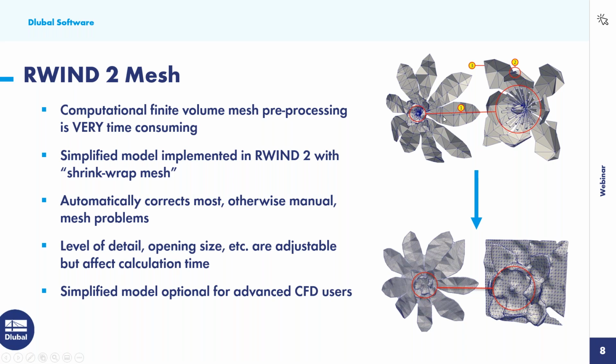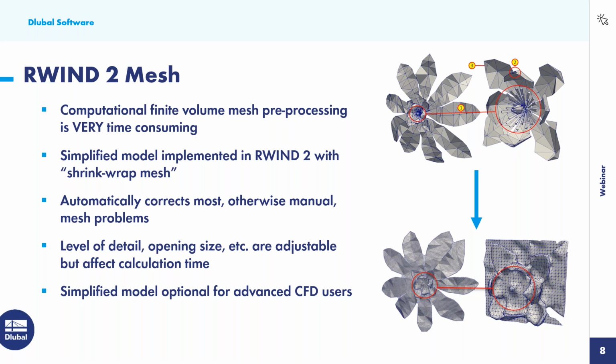So we take a look at the shrink wrap mesh around this same flower. We've zoomed in here to the center. You can see that all of these details have been simplified and most of the errors have been corrected. Now, topics like the level of detail for our shrink wrap mesh, closing the opening size, mesh refinements are all adjustable, but these are inevitably going to affect the calculation time. Obviously, the higher level of detail, the more mesh elements, the higher the calculation time will take within RWIND.